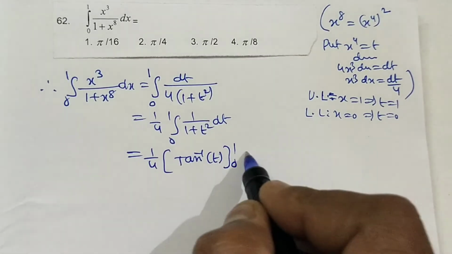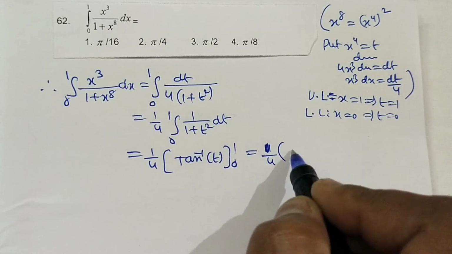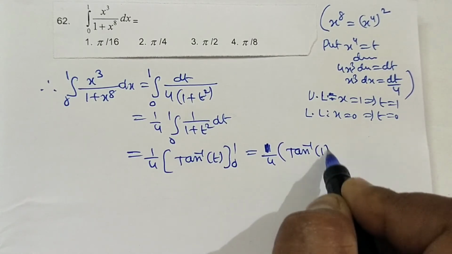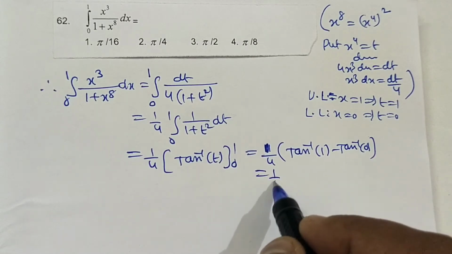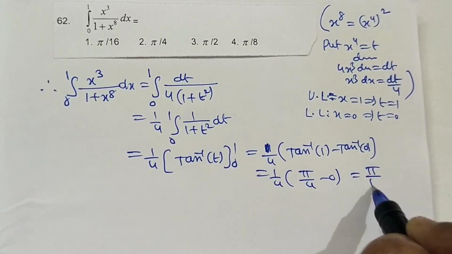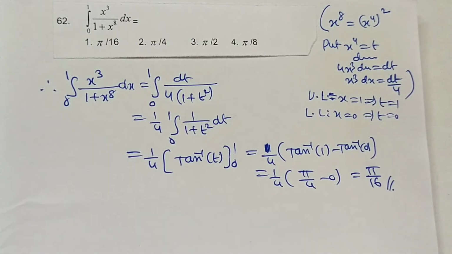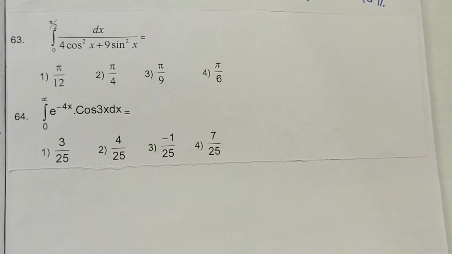Applying the limit 0 to 1, 1 by 4 tan inverse of 1 minus tan inverse of 0. So 1 by 4 tan inverse of 1 is pi by 4 minus 0. So pi by 16 is the answer, which is there in the first option. We'll move to the next one.